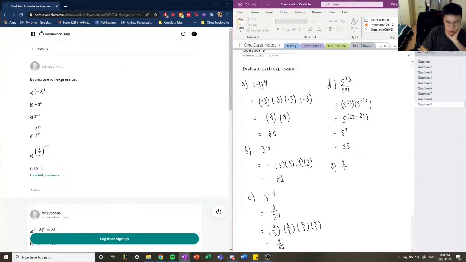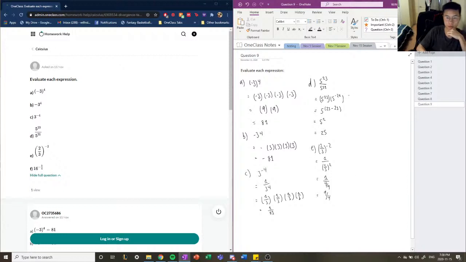So 2 over 3 to the power of negative 2. That is equivalent to saying 1 over (2 over 3) squared. And that equals 1 over 4 over 9. And since the fraction is at the bottom, we have to flip it again, which is 9 over 4.